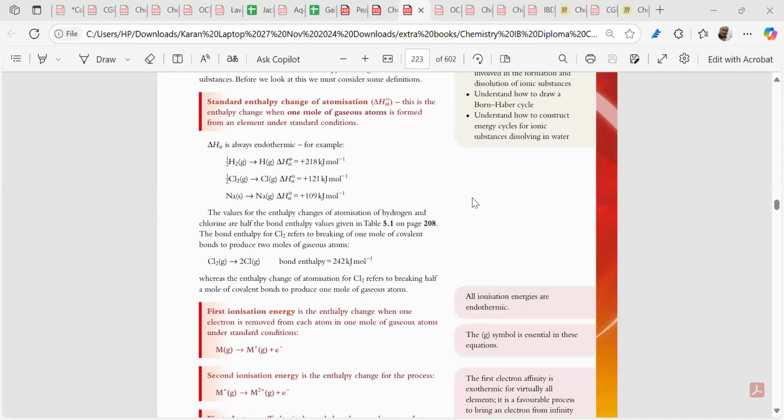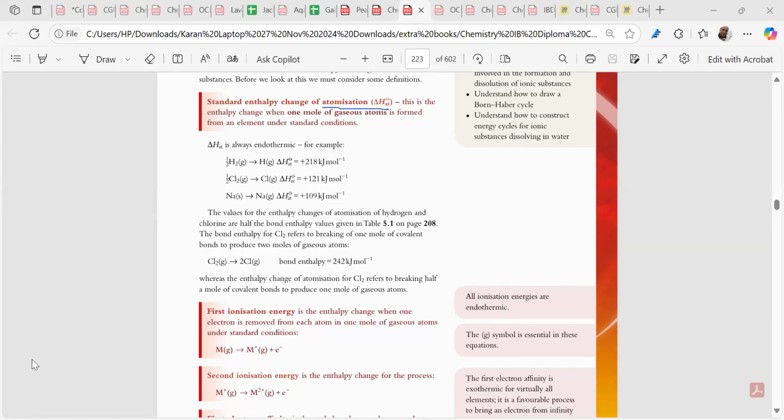First you have to understand that when we do the Born-Haber cycle, we have to know some important definitions. We have to memorize the definitions, otherwise it won't be possible. The first definition we come across is the standard enthalpy change of atomization. What is standard enthalpy of atomization?